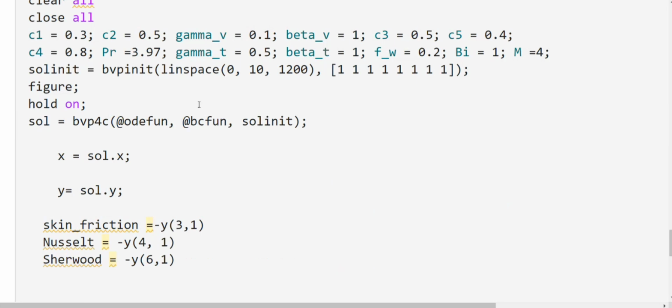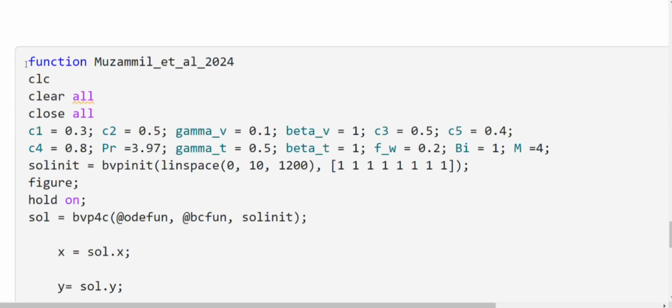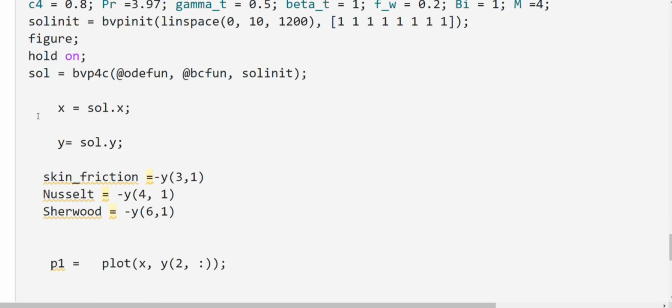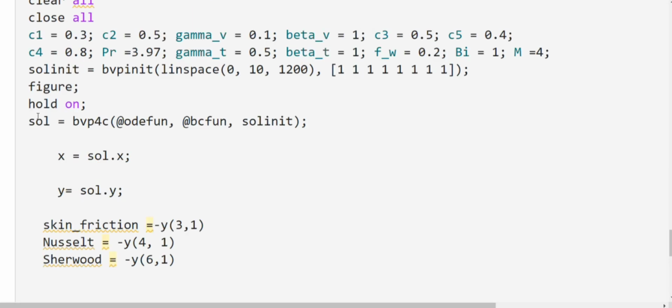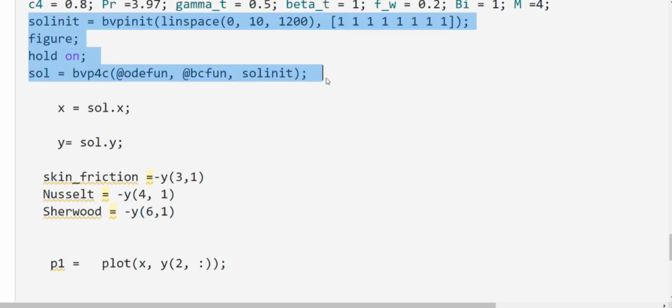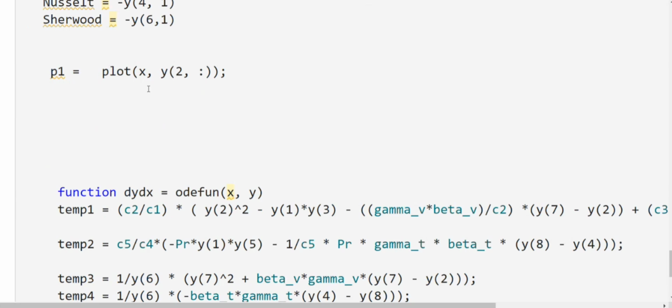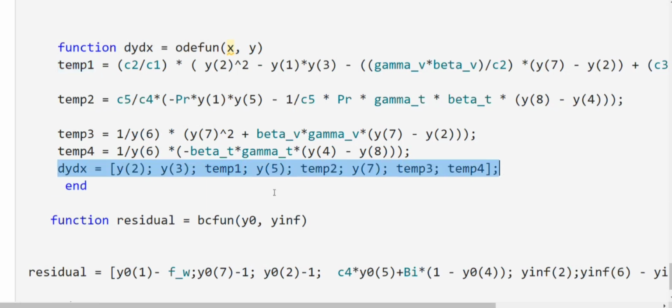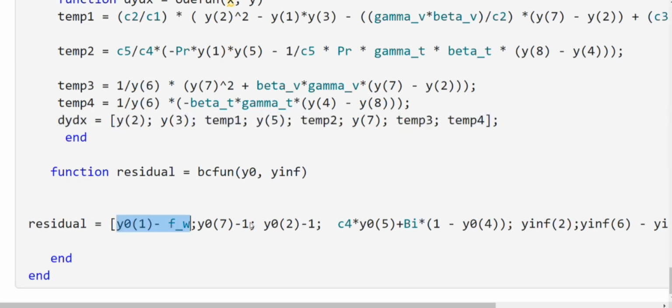Okay, let me just go to the bvp4c code, which I will provide in the description. This is the bvp4c code. I have shared it many times on my channel. So that's how you define parameters first. This is the standard thing. Then we have plot. Then we have temp1 to temp4 temporary variables. These are the system of first order ODEs. Then we have the residual of boundary condition.